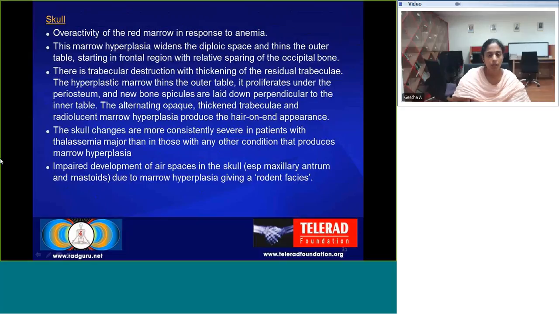The alternating opaque trabeculae and the radiolucent marrow hyperplasia produce the hair-on-end appearance. Skull changes are more severe in patients with thalassemia major than those in any other condition that produces marrow hyperplasia. There is also impaired development of air spaces in the skull, especially maxillary antrum and mastoids, due to the marrow hyperplasia, giving a rodent facies.